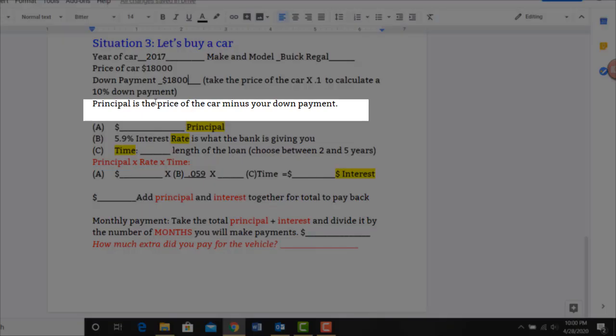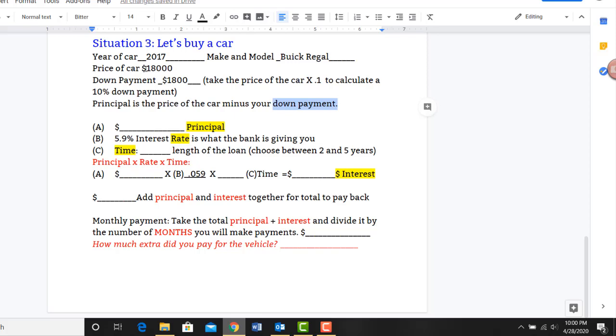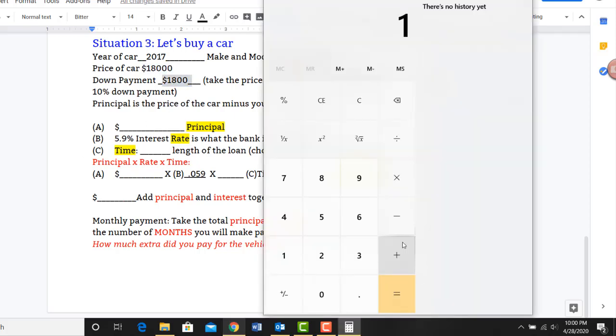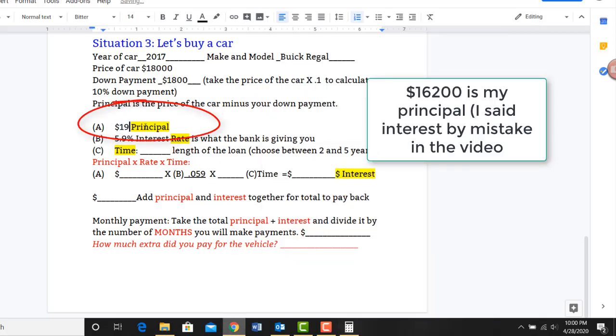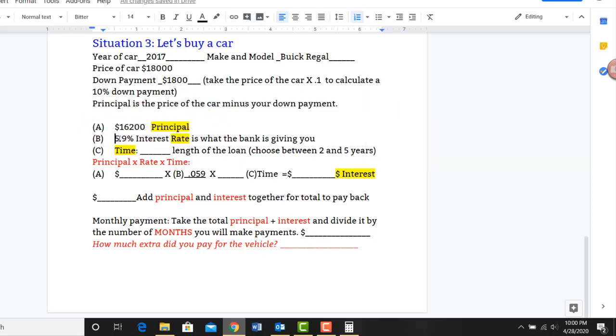Principal is the price of the car minus your down payment. So I need to take 18,000 minus 1,800. $16,200 is my principal. Now, the bank agreed to give us a 5.9% interest rate, and we are going to borrow for 3 years. Let's fill in our formula.